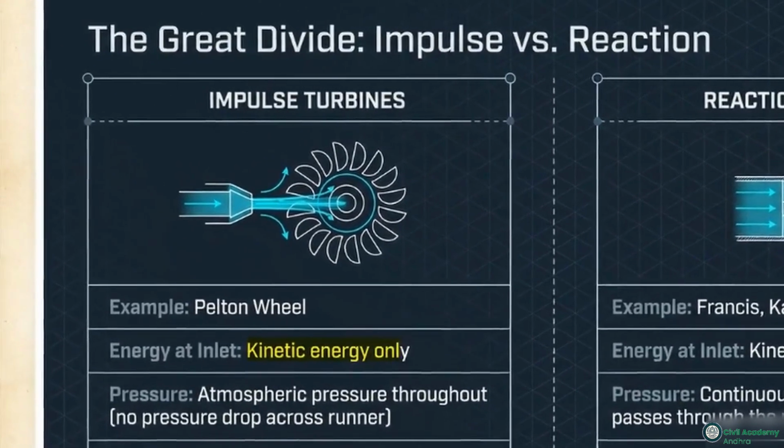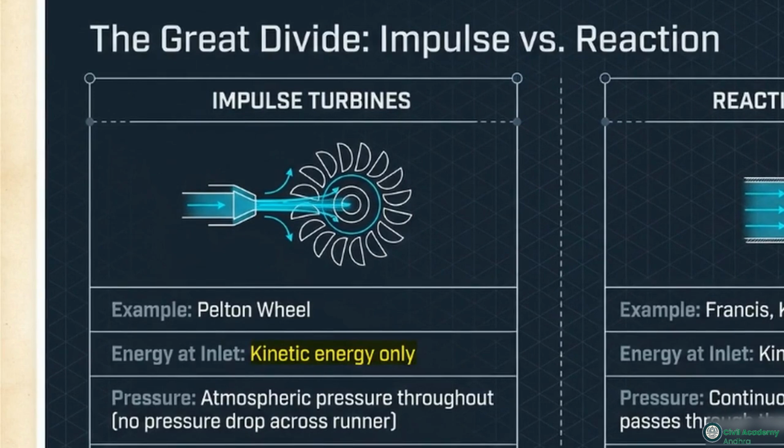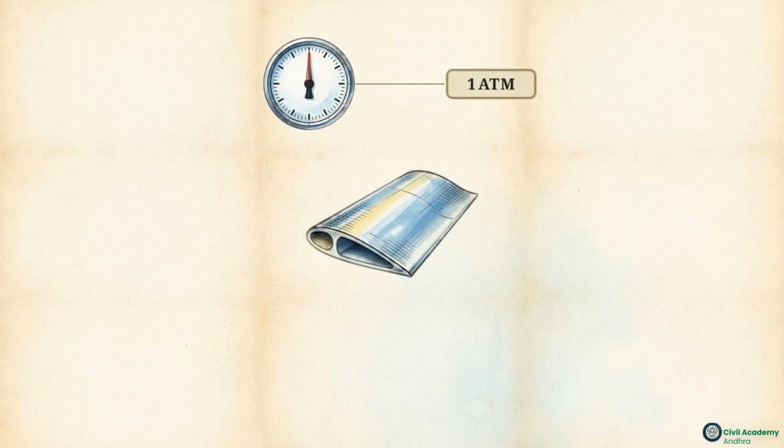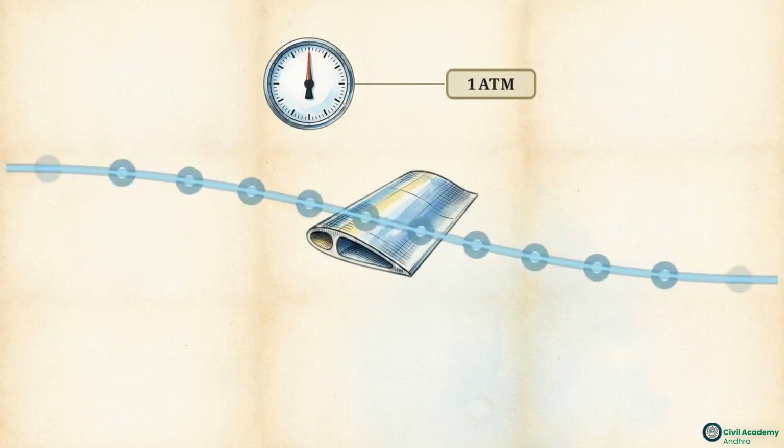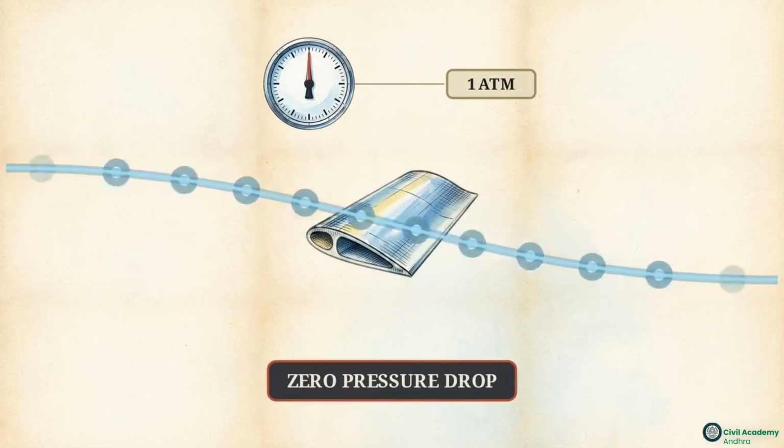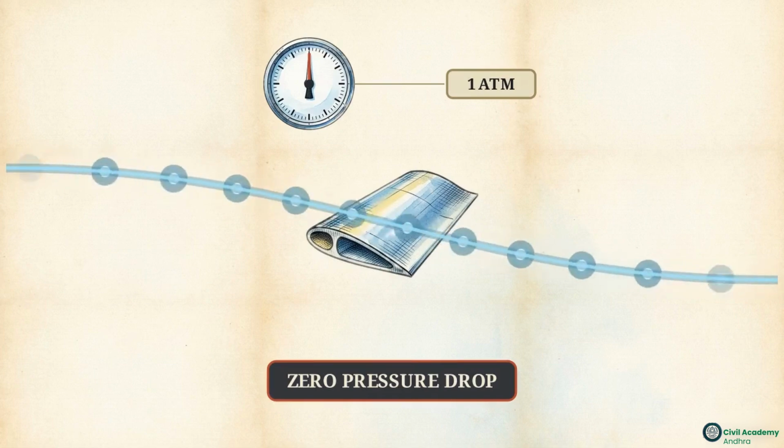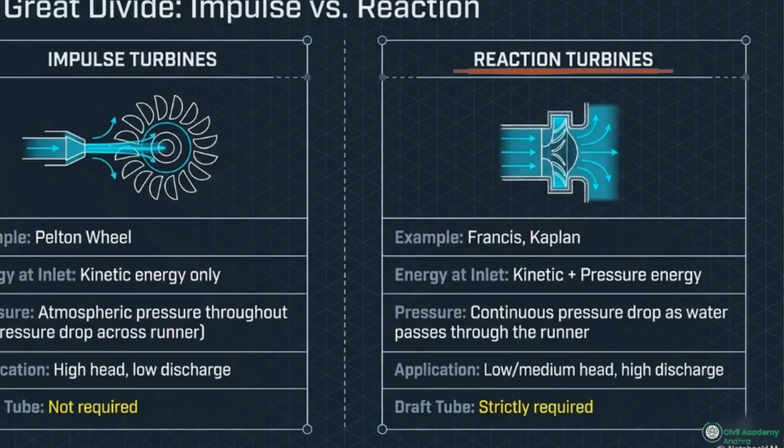Looking at the left side, the impulse turbine relies completely on kinetic energy. A high-speed jet of water strikes the blades directly. The entire process happens under normal atmospheric pressure, meaning there is zero pressure drop as the water moves across the runner. Contrast that with the reaction turbine on the right.